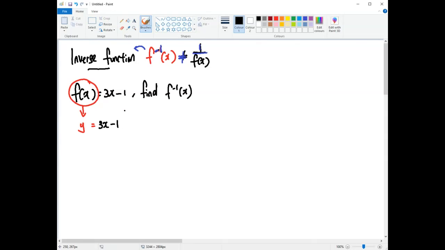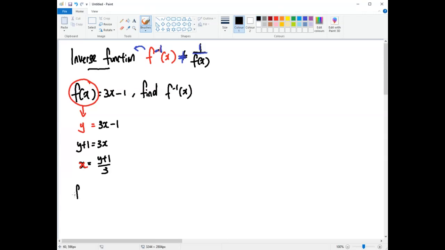The next step is to make x the subject. I need to transpose my negative 1 to the other side. So I get y plus 1 equal to 3x. So my x is equal to (y plus 1) over 3. Now I have changed x to be the subject. x is on the left hand side now.